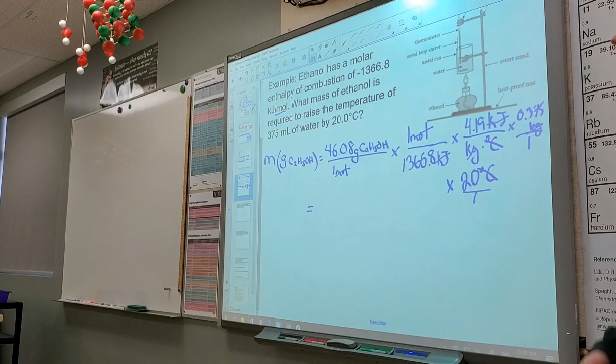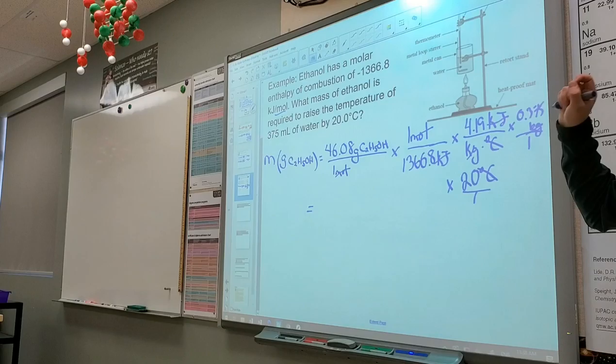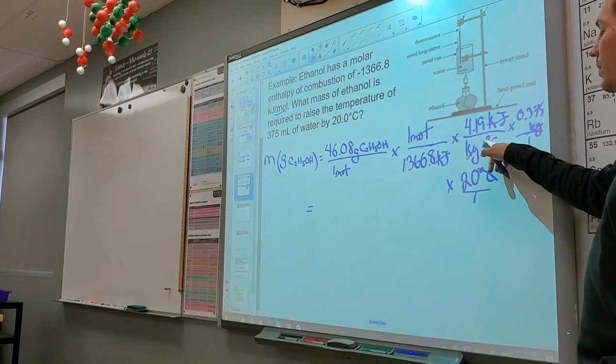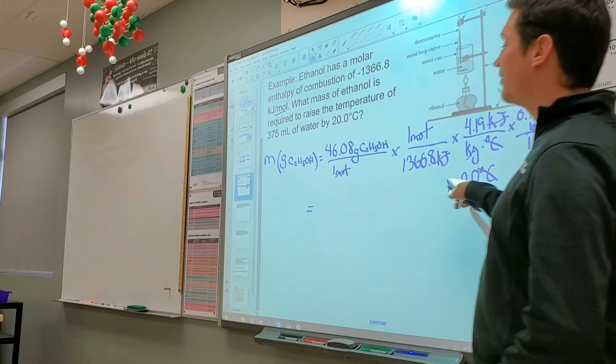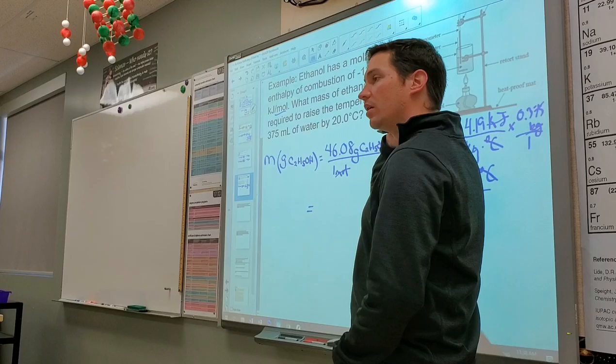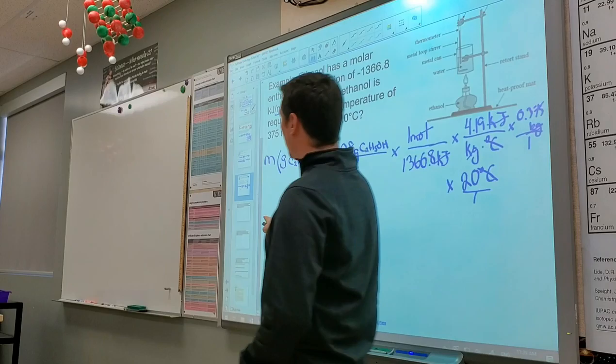Fire away. It's a kind of similar method, but I'm confused. Why are you adding the temperature to the multiplication in this equation, but in the other one we added it? The temperature, this degree Celsius, is always a change in temperature. Always a change in temperature. So the only way we can get rid of this degree Celsius is with a change in temperature. Do we have a change in temperature?